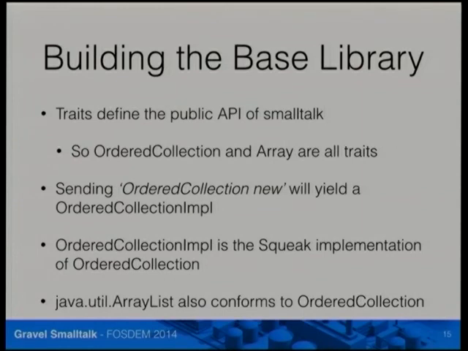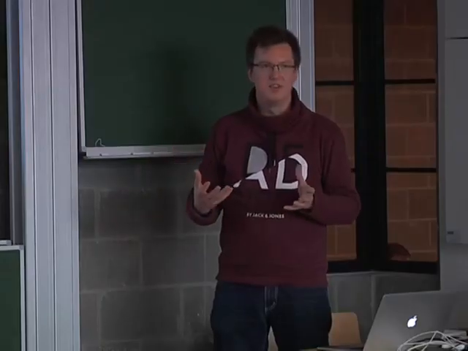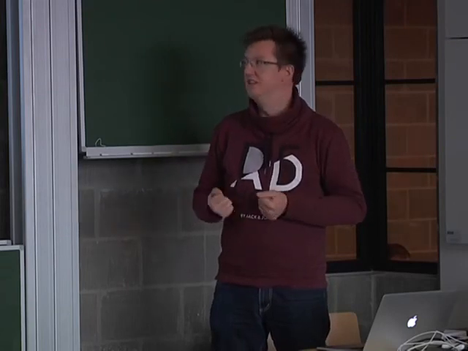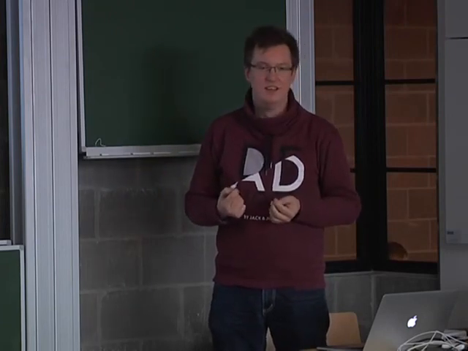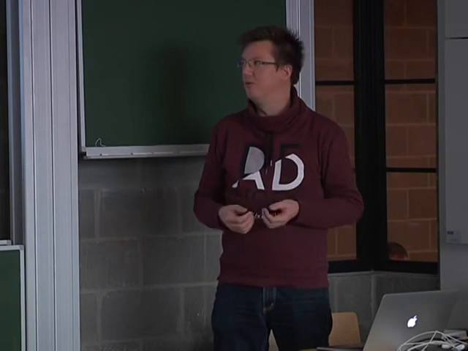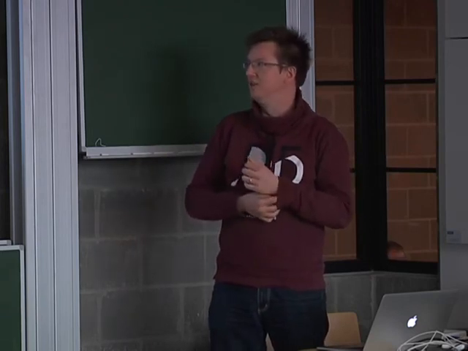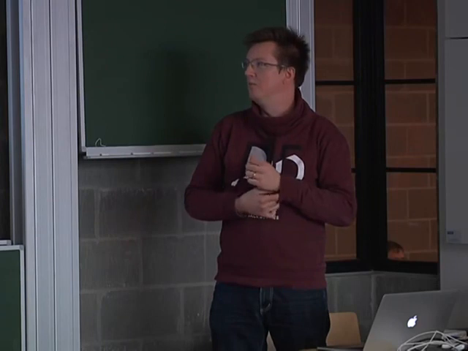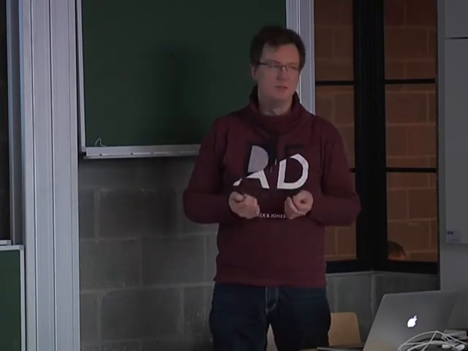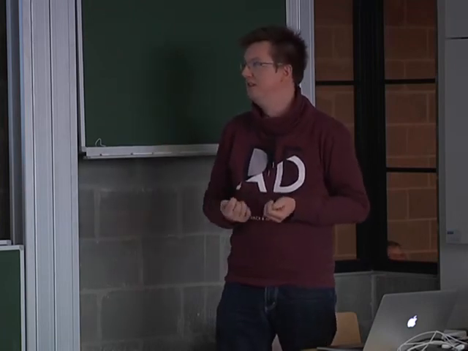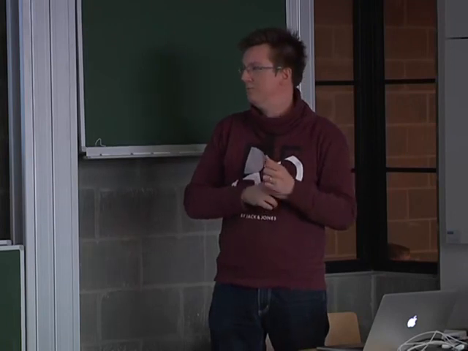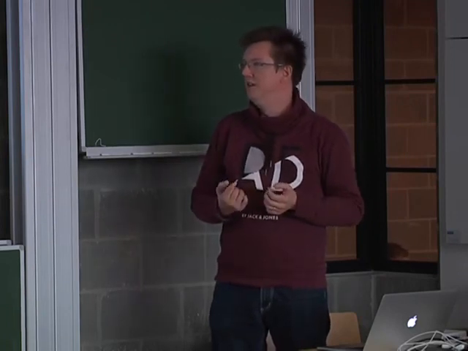So the ordered collection, from our view, is a trait. And so the actual implementation of the ordered collection is a class you wouldn't instantiate yourself normally. It's an ordered collection impl, and that contains the actual private logic for using this ordered collection. And ordered collection impl is the default implementation for this trait. So sending ordered collection new will yield an ordered collection impl. Most of the implementation comes from Squeak.